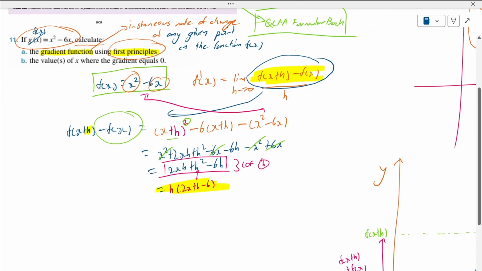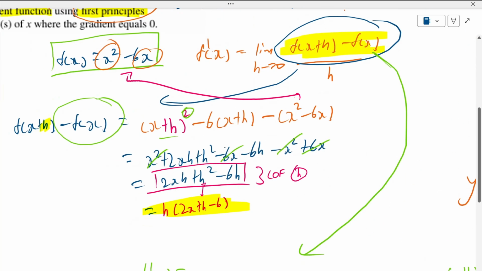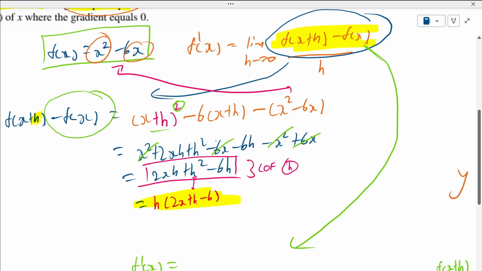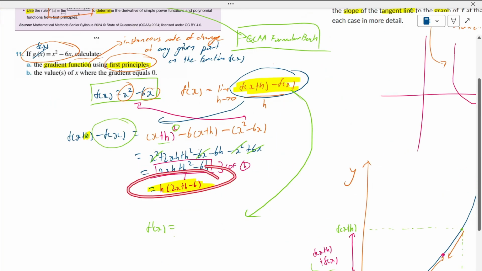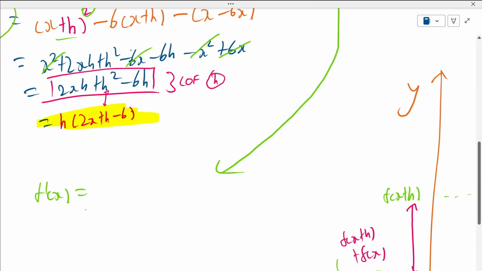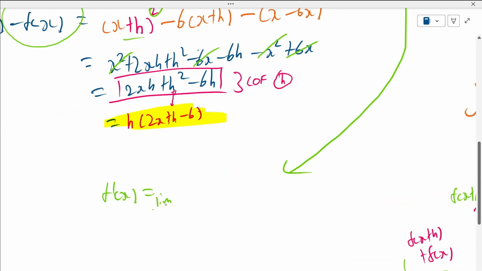So let's go back to our original formula. So f dash x equals, so with f of x plus h minus f of x, which we've gone down here. So what we can do is just sub it in. Make sure you apply your limit before. If you do not apply your limit, you will lose marks on the exam. Okay, h times 2x plus h minus 6, over h, because we still have that h from the actual formula itself.